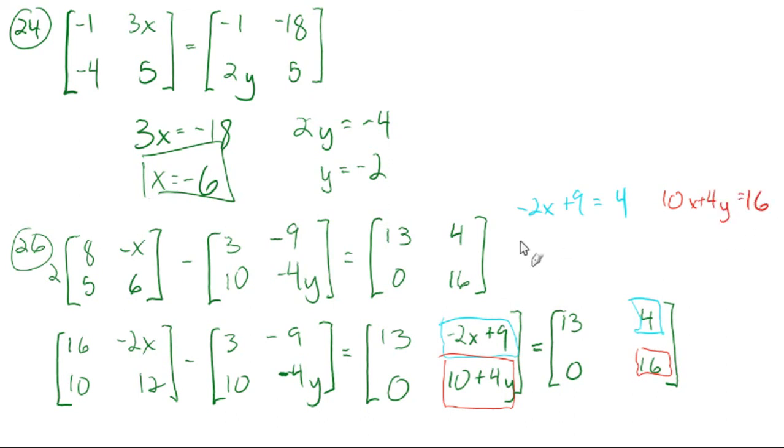So let's solve each of these. Negative 2x is equal to negative 5 if we subtract 9 on both sides, and x is equal to positive 5 halves. And over here, why do I have 10x? I don't know why I have 10x. It's not 10x, it's just the number 10. So 10 plus 4y equals 16. So 4y equals 6, and y equals 3 halves if we divide both sides by 4 and simplify the fraction. So now we solve for x and we solve for y.